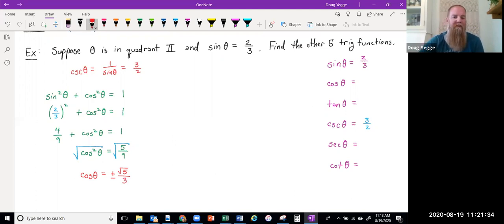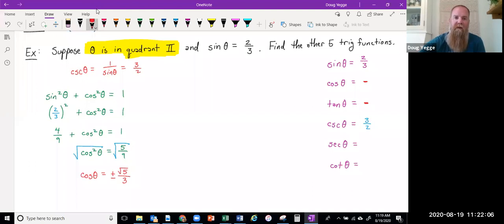So now we have to question which one is it? And this is where we go back to the fact that theta is in quadrant 2. You might remember that we learned about ASTC, right? The little short trick to remember which functions are positive in which quadrants. So since we're in quadrant 2, we know that sine theta is positive, which implies that cosine of theta is negative and tangent of theta is negative.